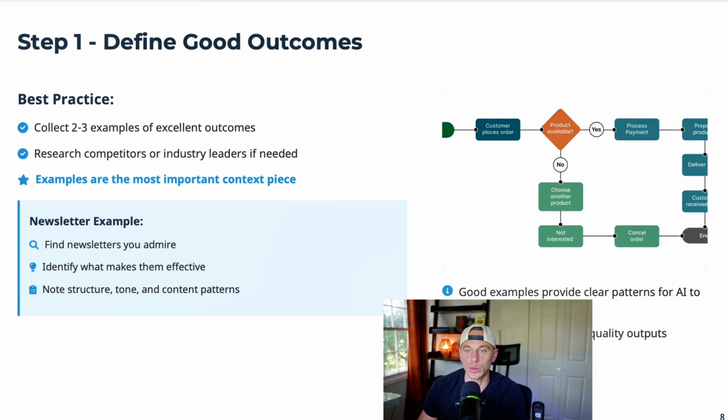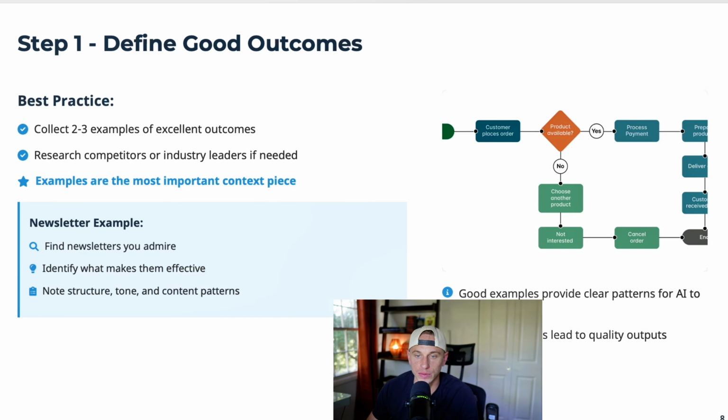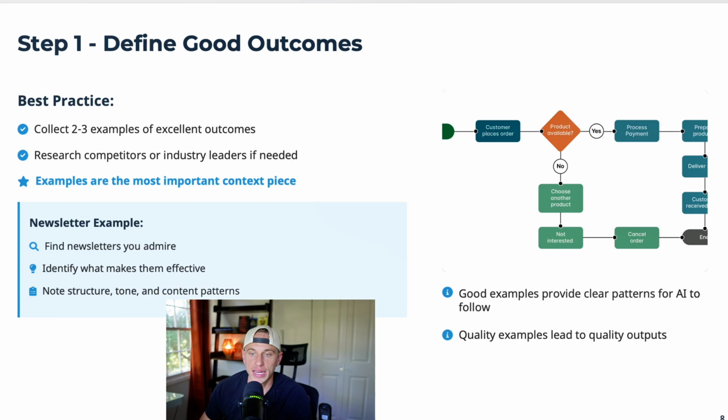So step 1, like we said, we want to define good outcomes. Collect 2 to 3 examples of excellent outcomes. Research competitors or industry leaders if needed. Examples are the most important context piece. If you can say, this is a good example, we want something like this, that's going to help the system significantly. If we're thinking about how to do it for a newsletter, find newsletters you admire, identify what makes them effective, note the structure, tone, and content patterns, and then you feed that to the AI, and it's able to spit it out for you. It's almost like a miracle. Good examples provide clear patterns for AI to follow. Quality examples lead to quality outputs. So yes, you have to define what the outcomes actually are.